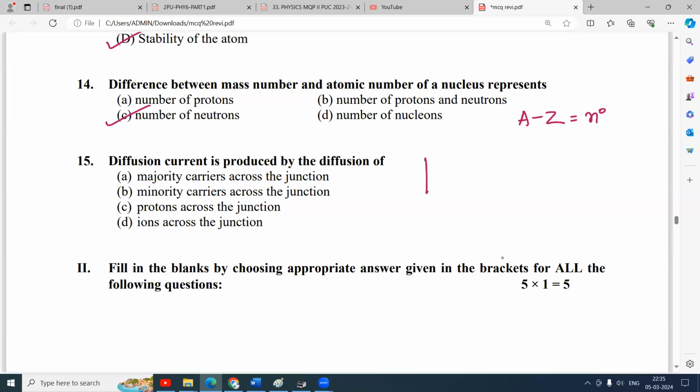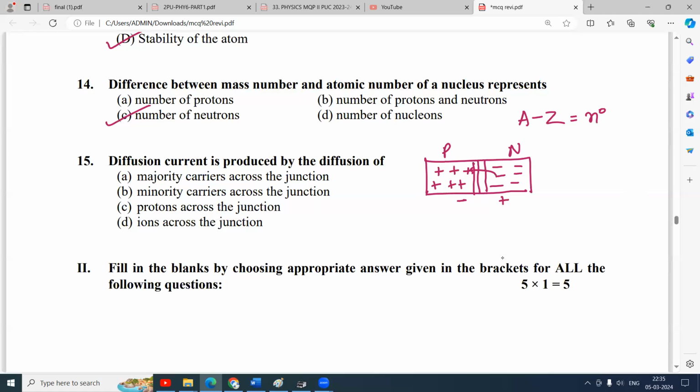So you know that in a p-n junction, as soon as the p-n junction is formed, one side has plenty of holes, another side has plenty of electrons. This is n-type semiconductor, this is p-type. As soon as the junction is formed, electrons from here move to this end and they fill the holes. So this gets positively charged, this gets negatively charged. So an electric potential is developed at the junction, that is called barrier potential.